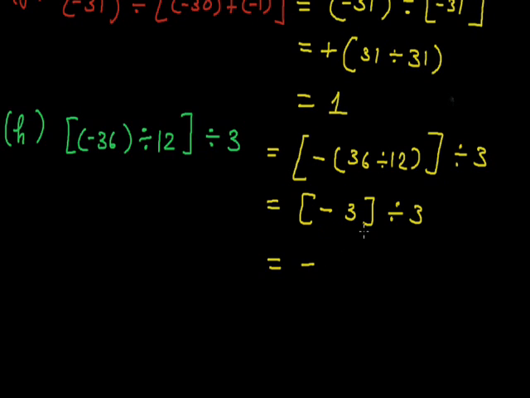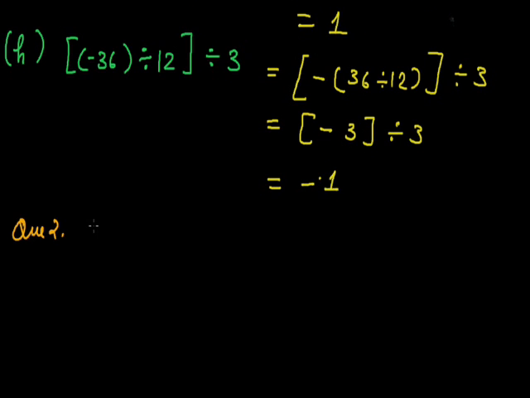So minus 3 divided by 3, you will get minus 1. If 3 toffees are to be distributed among 3 students, what will you get? 1 toffee each. But since 3 has a negative sign, we have to give the negative sign to the resultant. That is 1. So we have the answer as minus 1.